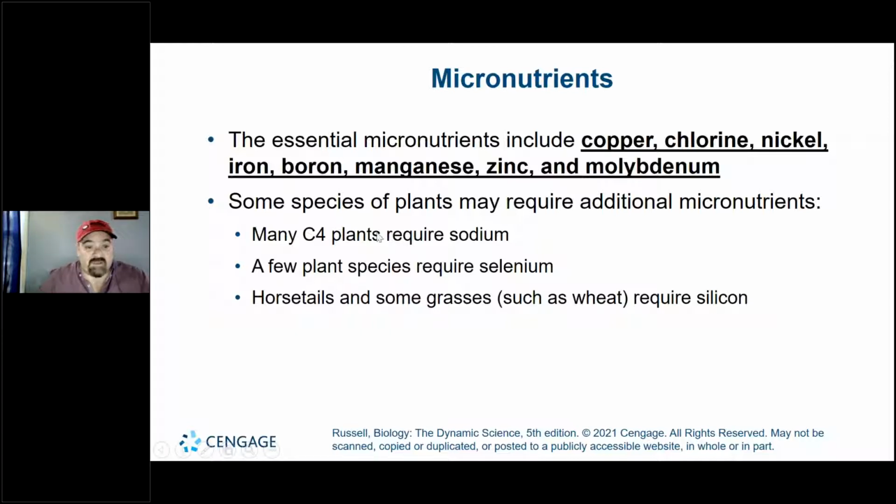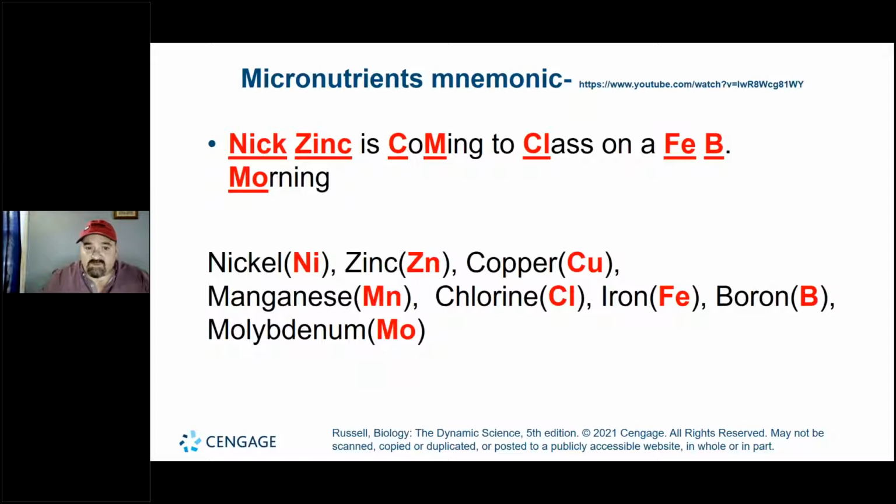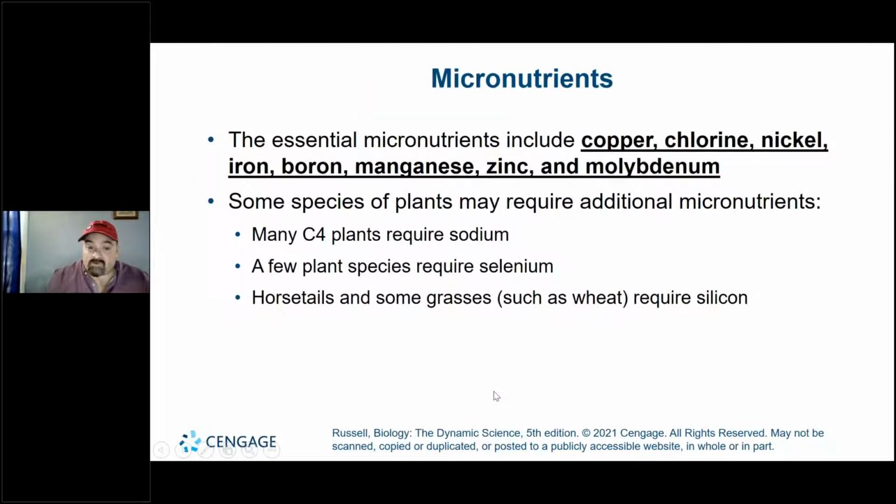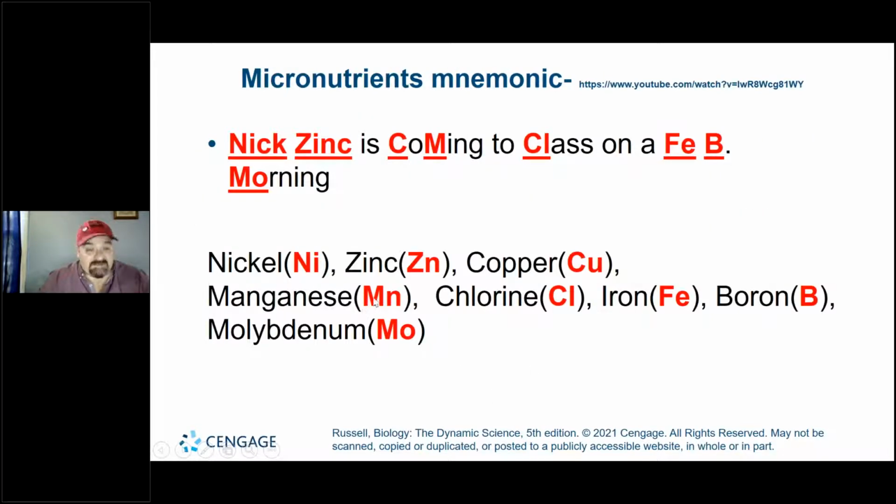And you'll see here that many C4 plants require sodium, so that's one of the additional micronutrients. Just know these primary ones that we have here of the micronutrients. So they are nickel, zinc, copper, Cu. So you do have to remember what the elements represent: Ni for nickel, Zn for zinc, copper, Cu. So magnesium is Mg, right? So let's go back for a moment, right? Magnesium, Mg, that's a macronutrient. Micronutrient, manganese, right? Mn.